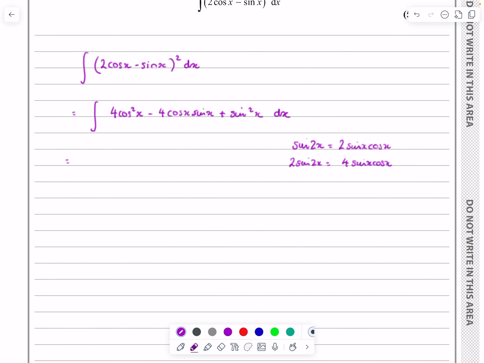The cos squareds and the sin squareds, we'll do something about those in a second. So trying to do this all at the same time, it's the integral of 4, let's change the cos squared to 1 minus sin squared, let's change that minus 4 cos x sin x into minus 2 sin 2x, and let's leave the sin squared alone, and then we'll combine all the sin squareds together in a minute. So I'm going to have the integral of 4 minus 4 sin squared plus that sin squared, so that's minus 3 sin squared, and then minus my sin 2x here.